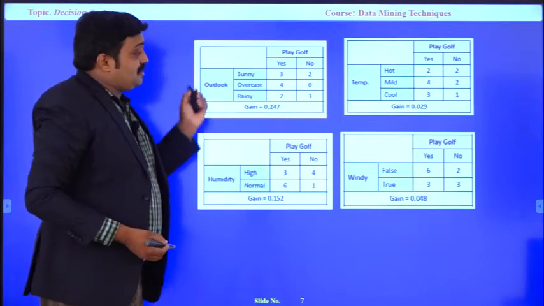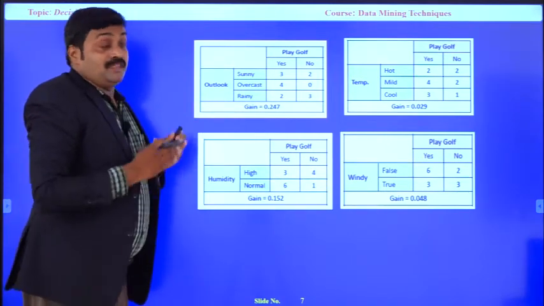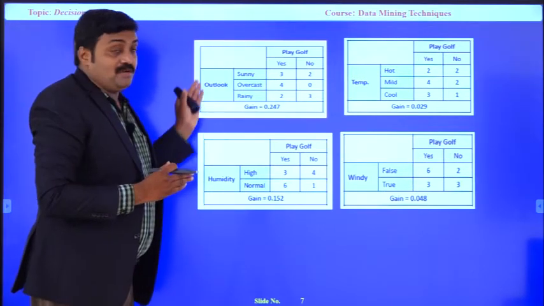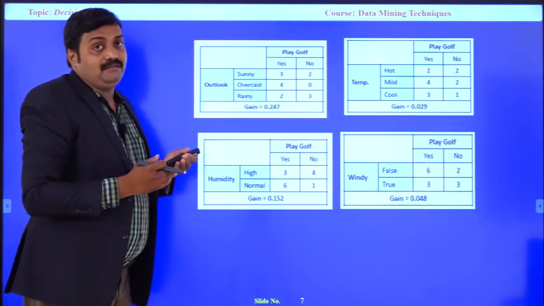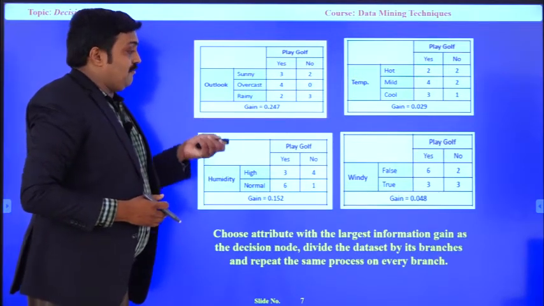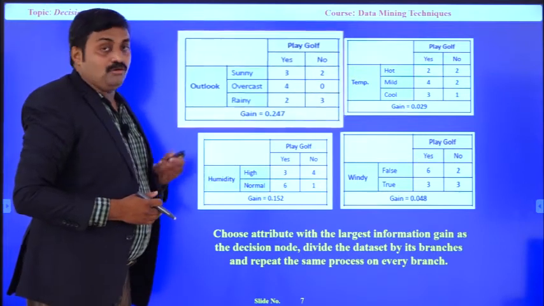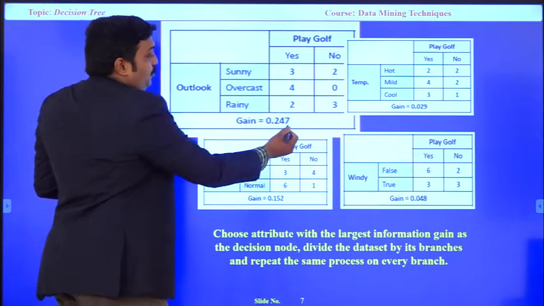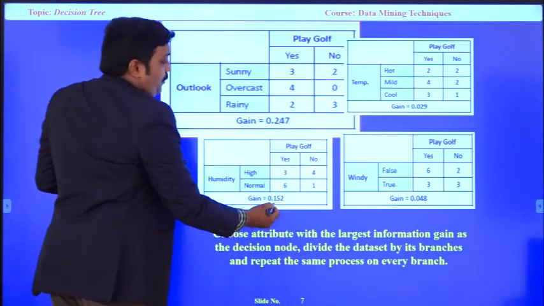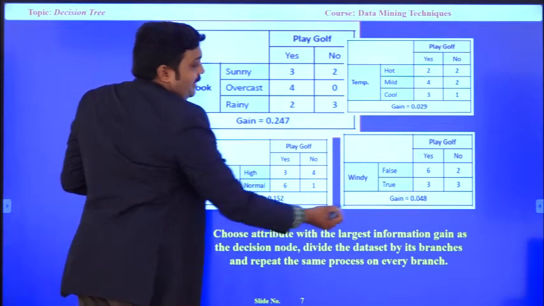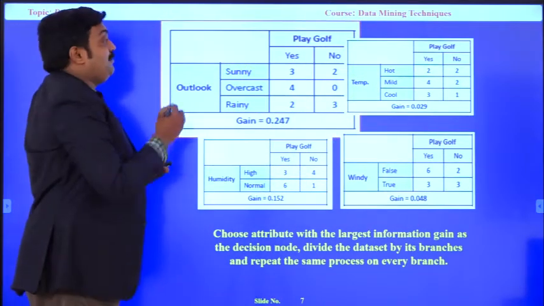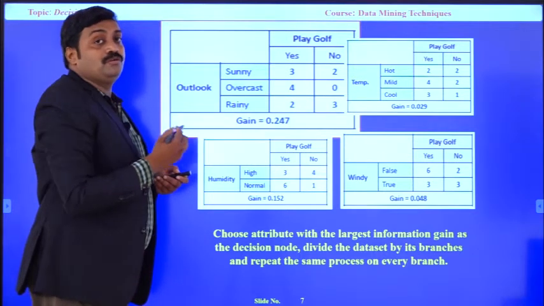So based on these values, which attribute in combination with play golf has the higher gain, we can consider as the root node. The higher gain is outlook. See, we got 0.247 here, 0.029 here, 0.152 here, 0.048 here. So the largest one is the outlook. So we can take outlook as the root node.